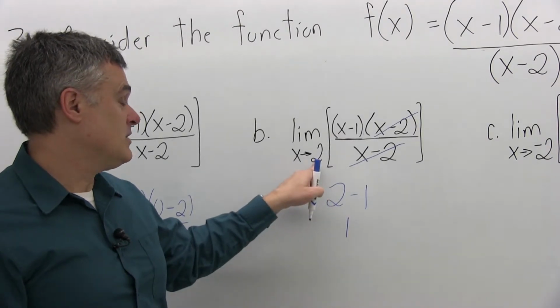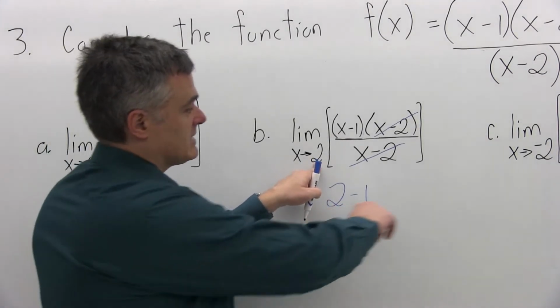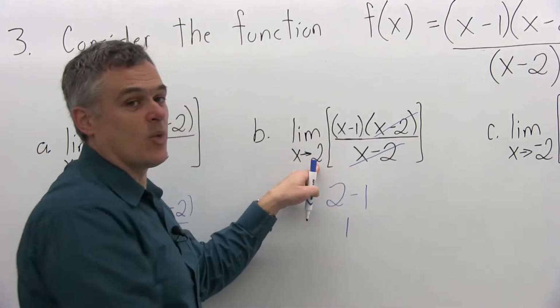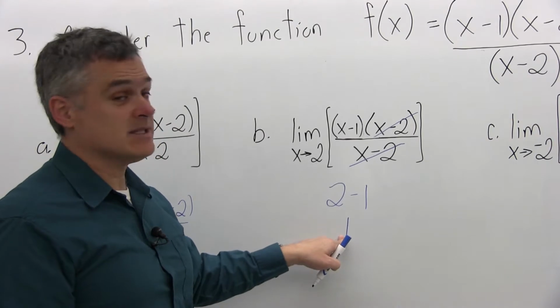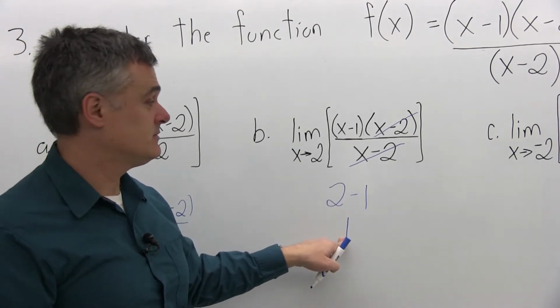So as I put in input values, or values along the x-axis from side to side, of things like 1.999, I can put that in. The output, or height on the y-axis, gets very close to 1.